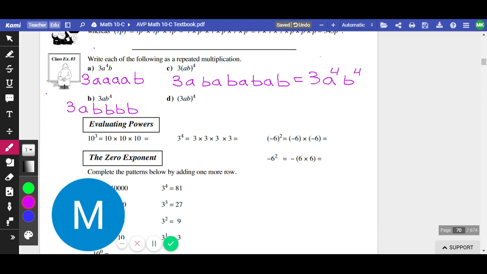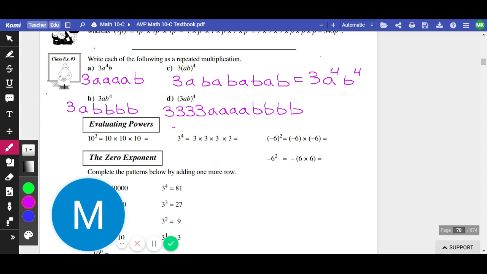The last one, now it's all in brackets. So if you do repeated multiplication, that means you have 4 3's, 4 A's, and 4 B's. So we have 3, 3, 3, 3, A, A, A, A, B, B, B, B, okay, because they were all part of the base.